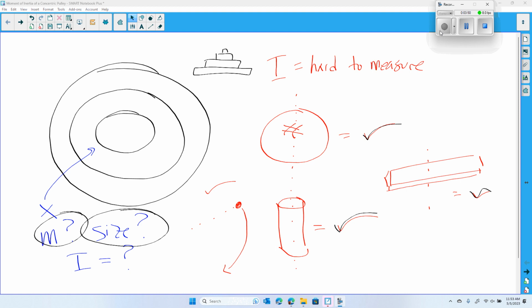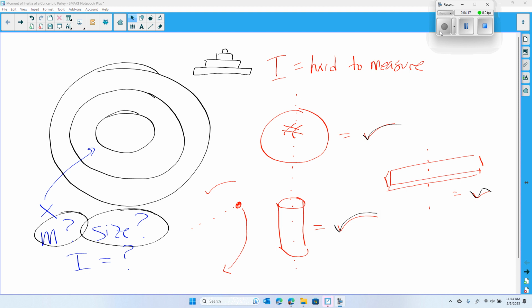So that contributes nothing to the moment of inertia, which means we could measure the mass of this thing, and we could measure something about its size. We could measure the size of each of the pulleys. We could measure the radius and the depth, and we still wouldn't know what to do with that information to find moment of inertia. We cannot find moment of inertia by measuring mass and size for most objects, because most objects are not regular shapes of uniform density.